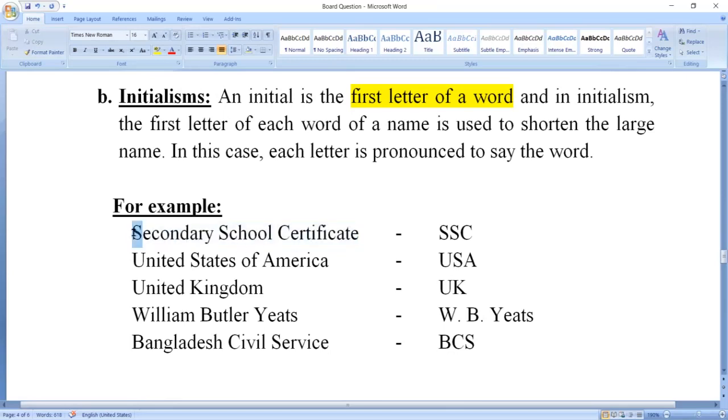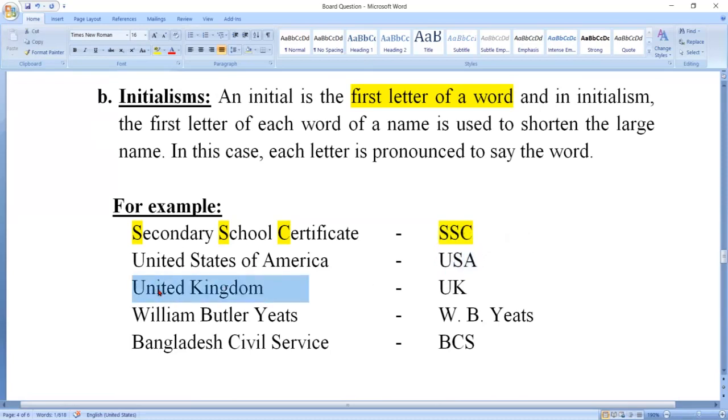But as we have used only the first letter of each word, the new word has been SSC. As we pronounce the word here, it is S-S-C. So here we are pronouncing each letter. In the same way, United States of America, we pronounce U-S-A. So the letters are being pronounced fully.